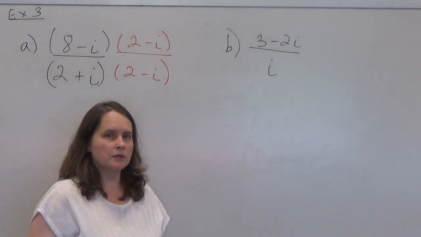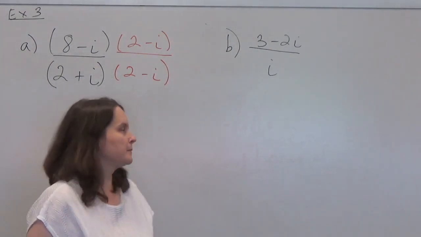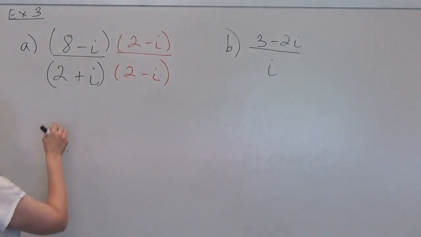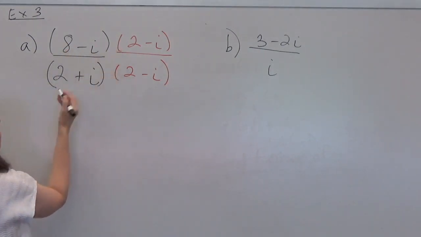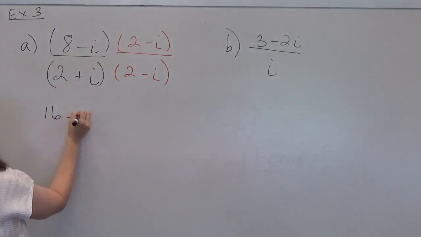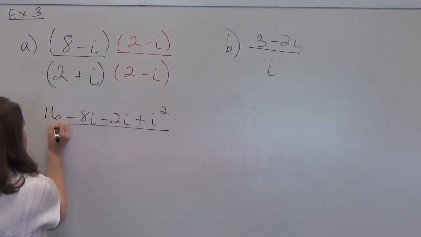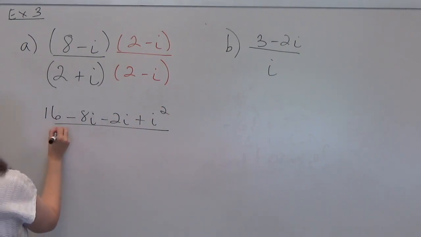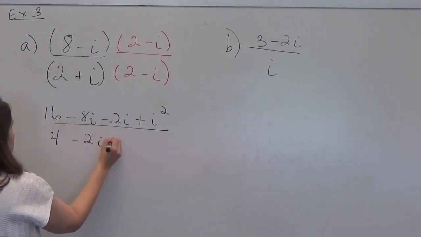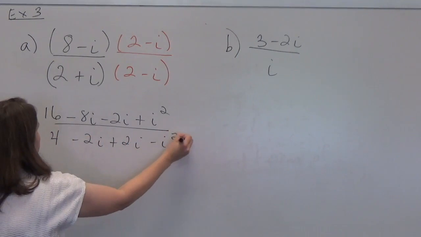Okay, so do you think you know what to do? Let's go ahead and see what happens. In the top, I'm going to multiply or FOIL 8 times 2, so that's going to give me 16 minus 8i minus 2i plus i squared. My denominator, I'll have 4 minus 2i plus 2i minus i squared.